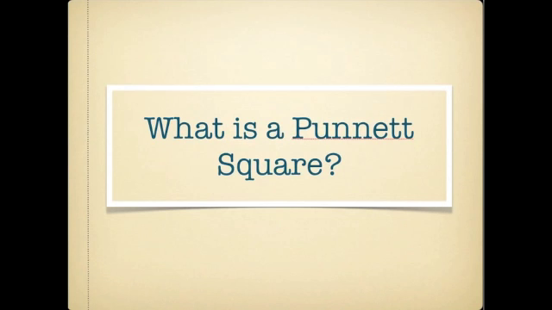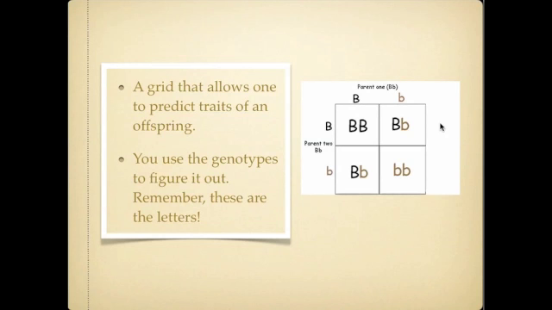The very first thing to look at is what is a Punnett square? Well, as the word describes, it's a square. It's a grid that allows you to predict the kind of traits that an offspring could have. It's like a probability square. You cross them and you can see what your traits will be based on the genotypes that are given. And once you know your genotype, you can figure out your phenotype, which are the physical characteristics that relate to each genotype.